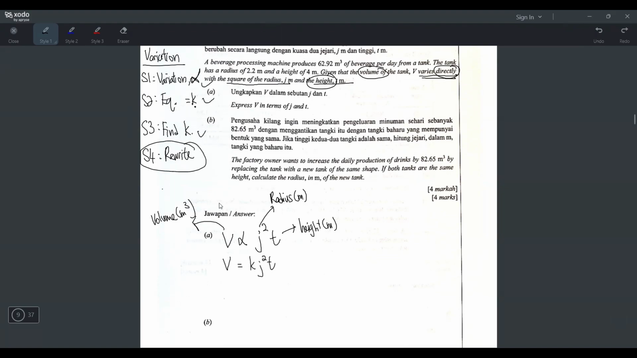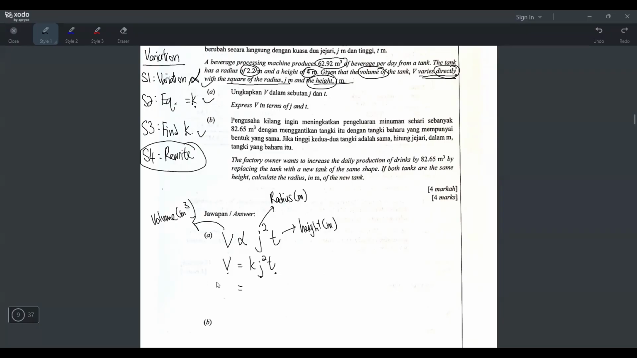And how can you find K is to substitute the V, J, and T, right? And trust me, they will give you the V, J, and T. If they never give you, then you can't find the K already. Just now, remember, in the first line, they already give you the 62.92, the 2.2, and the 4. This is the V, J, and T. But make sure you put it at the right place.